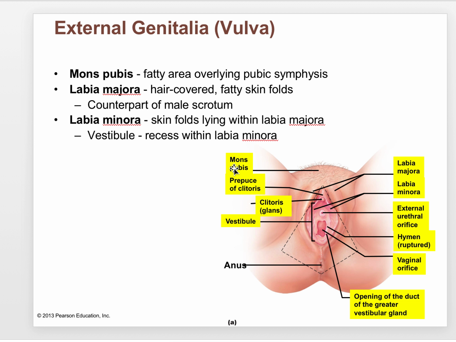The external genitalia is noted for the mons pubis, the fatty area overlying the pubic symphysis, and the labia majora, which are fatty skin folds covered with hair. This is the counterpart for the male scrotum, and the labia minora are skin folds lying within the labia majora.